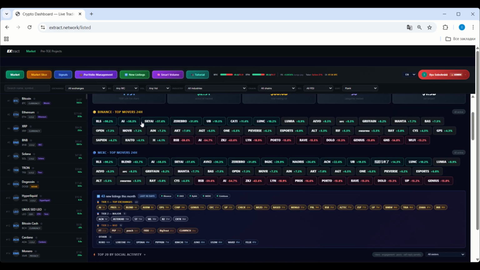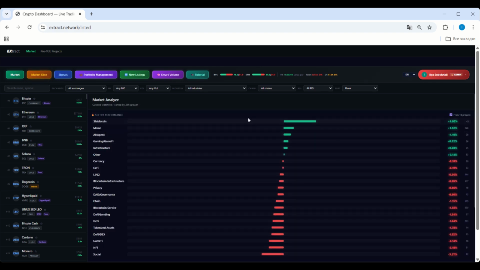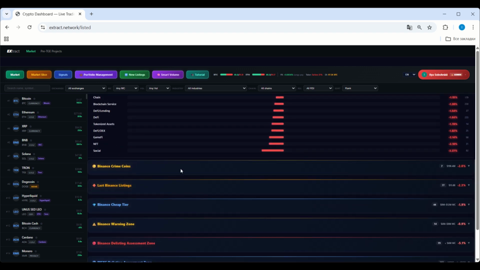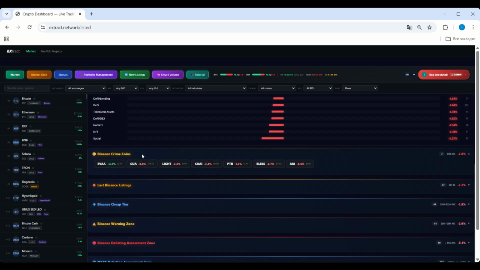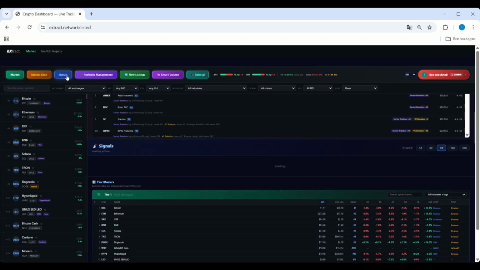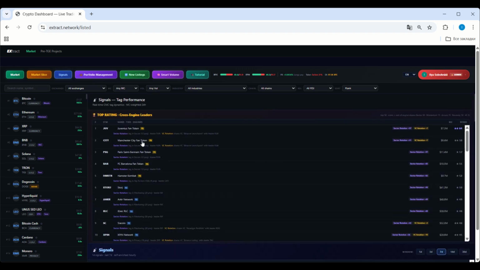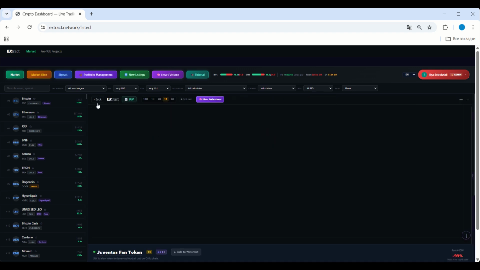Then you also have market size, where you can see which industries are strong, and other lists of relative coins on the market. Then you can go to the signals, where the engine is always looking for different signals on the market based on different patterns.